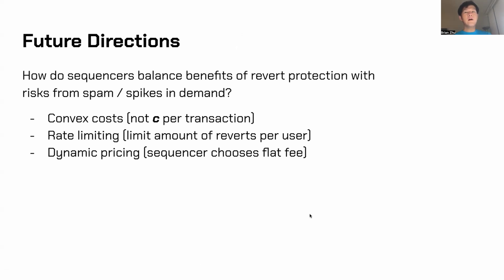So finally, I'd just like to mention some brief future directions, and these future directions are going to be concerned with how sequencers balance benefits of revert protection with risks from spam or spikes in demand. Aside from modeling a flat fee, such as C per transaction, we can assume there to be convex costs. And some schemes, besides charging for a flat fee, that we can also consider include rate limiting or dynamic pricing.